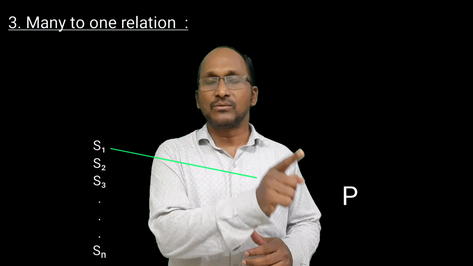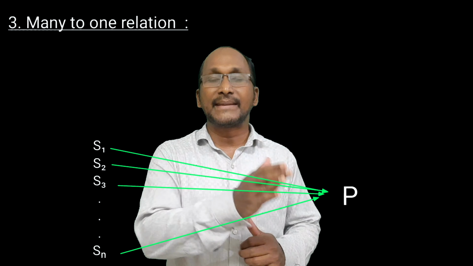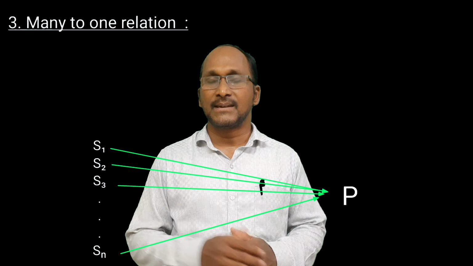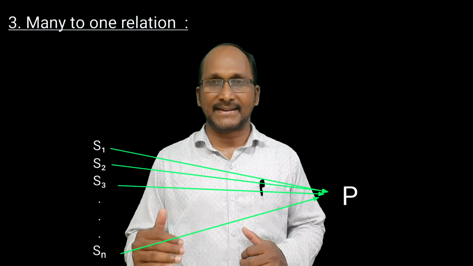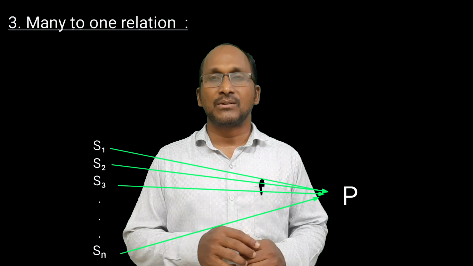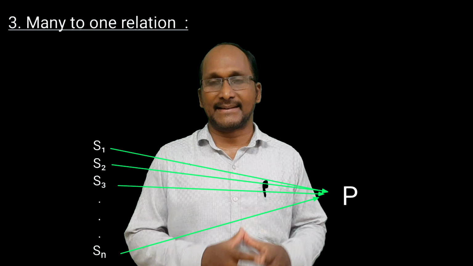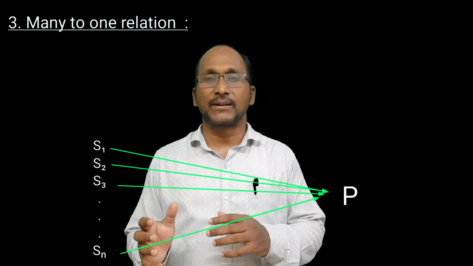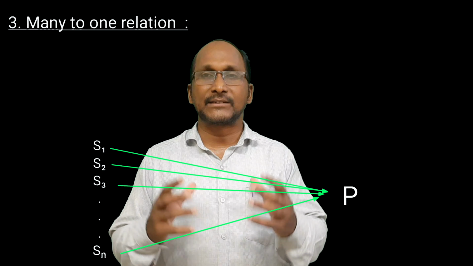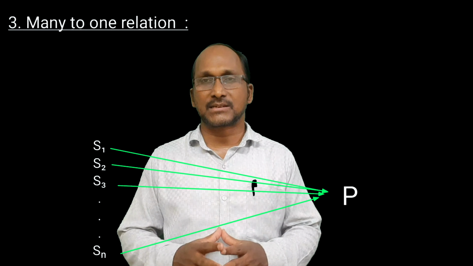Let us see this example. If you want to define the relation between the students in one college and their principal in that college, here each and every student is related to only one person who is the principal of that college. So each and every element of the first set is related to one element in the second set. This type of correspondence is defined as many-one relation.